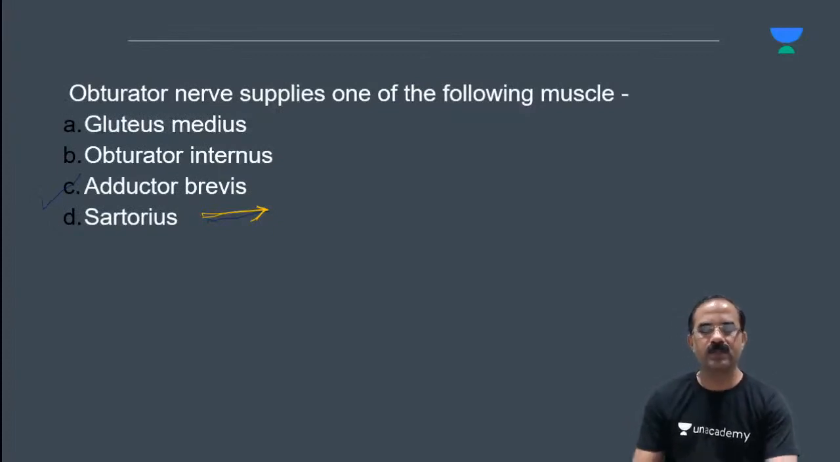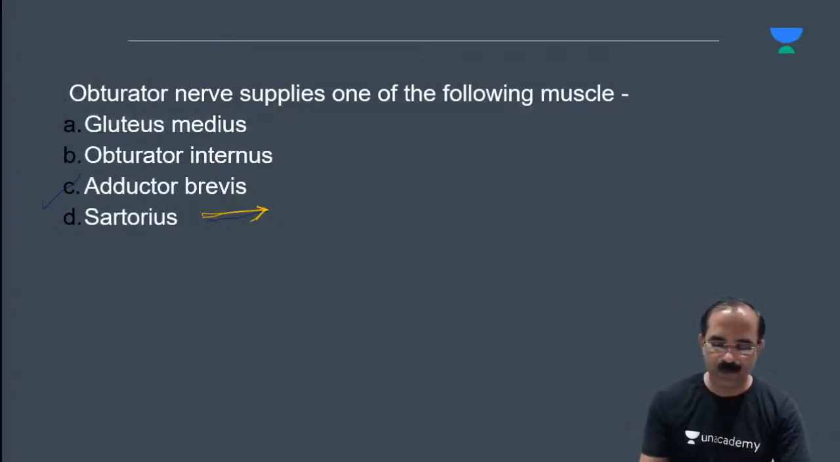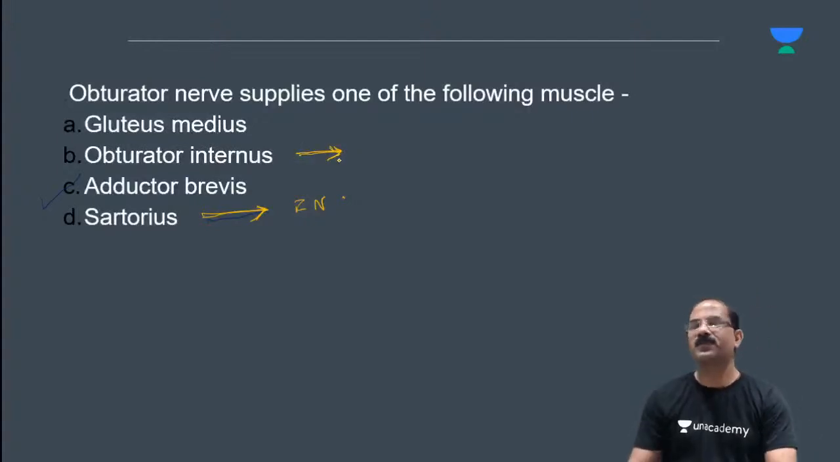Sartorius is a muscle in the anterior compartment of the thigh. Nerve supply of sartorius is femoral nerve. Femoral nerve. Very good. Who supplies the obturator internus? Anyone?